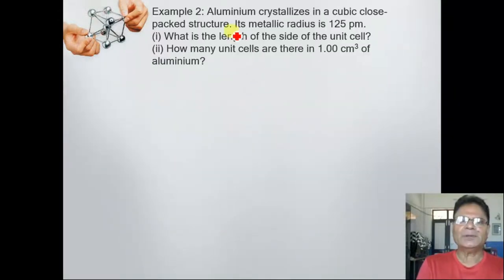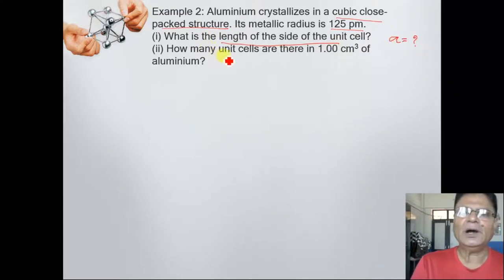Look at this example. Example number 2. Aluminium crystallizes in a cubic close packed structure. Its metallic radius is 125 picometer. So it crystallizes into cubic close packed structure, that is FCC. And what is the length of the side of the unit cell? That means A. What is A? And how many unit cells are there in 1.00 centimeter cube of aluminium?